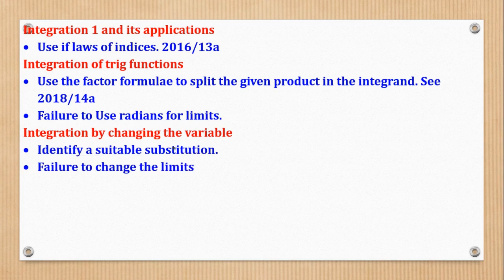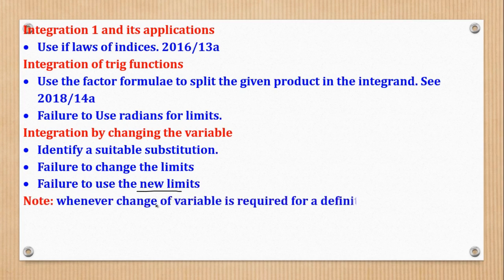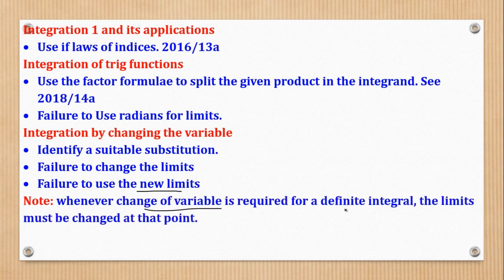Another one is failure to change limits. So when you change the variable, you also have to change the limits. If you don't, then it is not correct math. Then failure to use the new limits is also a challenge. So whenever change of variable is required for a definite integral, limits must be changed at that point. Don't wait to the end when you want to substitute the limits. You must change at the very point when you change the variable.